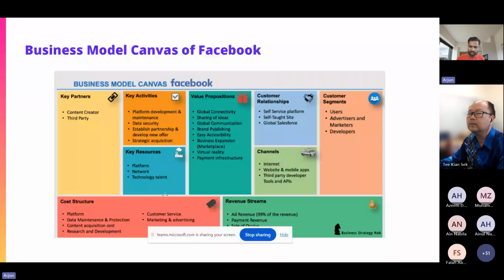So advertisers and marketers are also one of the users. And then public users like you, me, all of us are public users. So these are the customer segments.